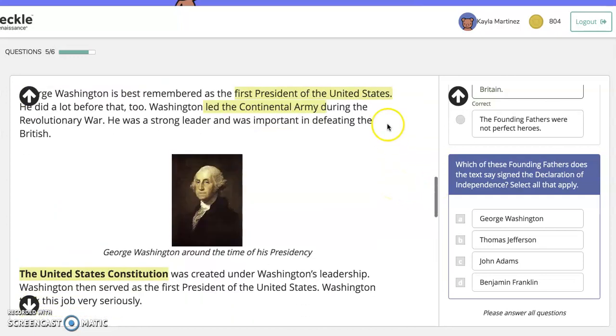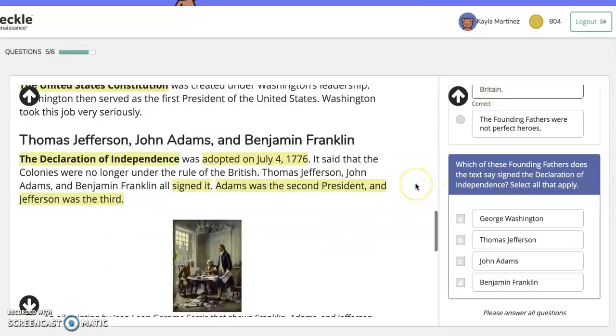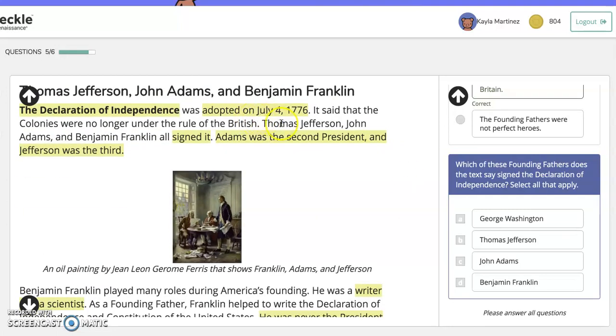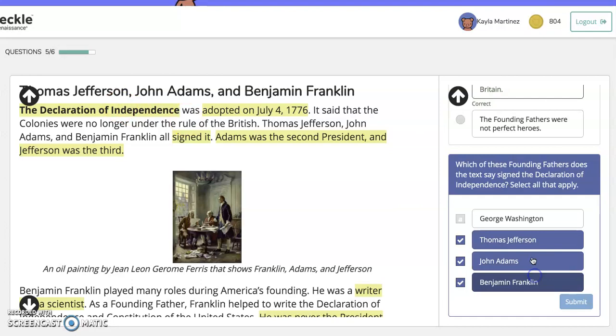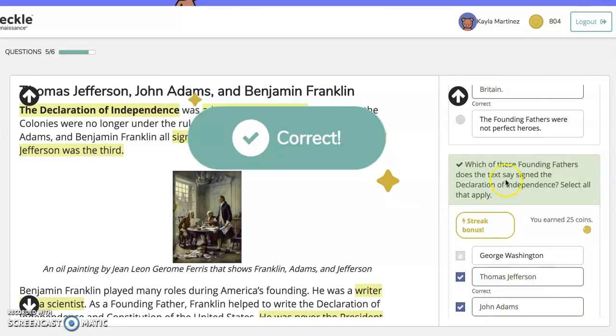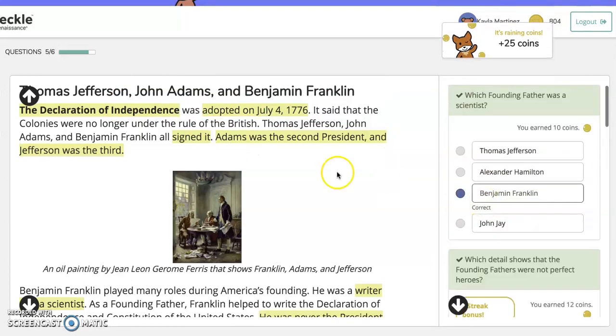It never tells me here that George Washington signed it, but it does tell me down here that Thomas Jefferson, John Adams, and Benjamin Franklin all signed the Declaration of Independence. So all three of them did, but not George Washington. Excellent. And that is it, ladies.